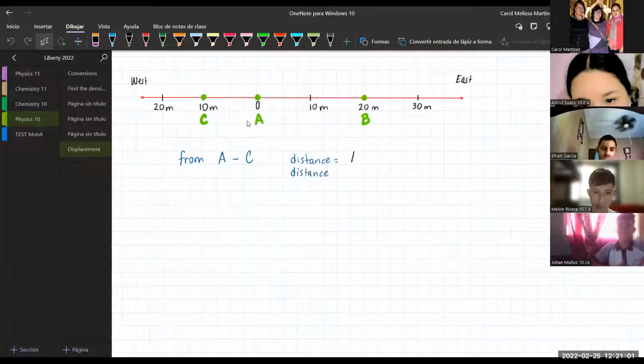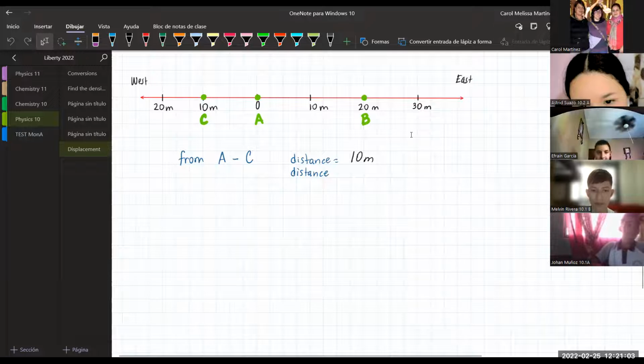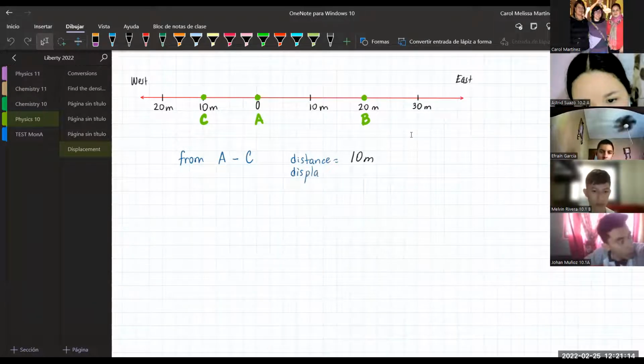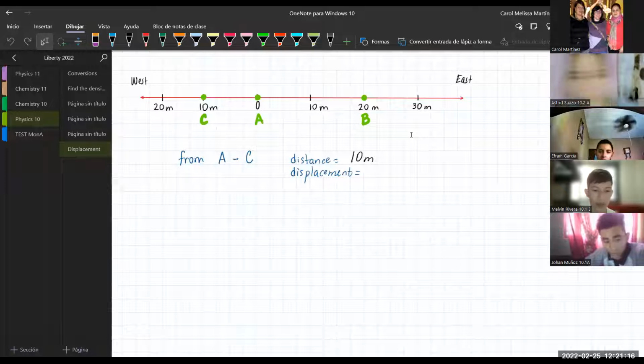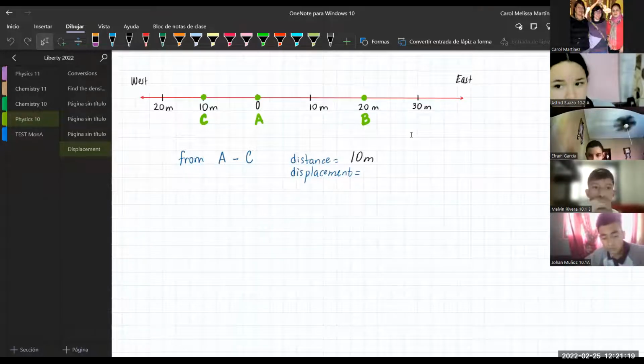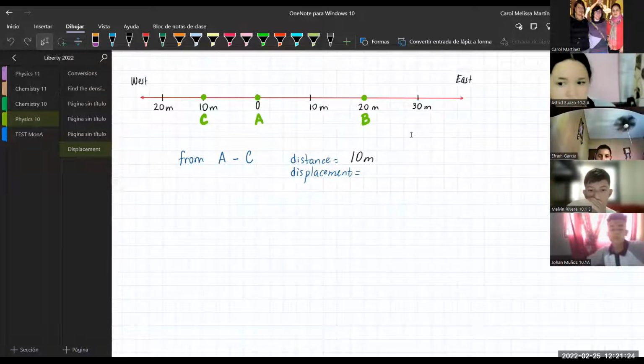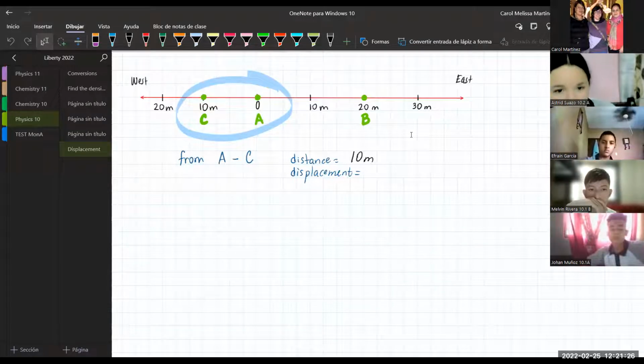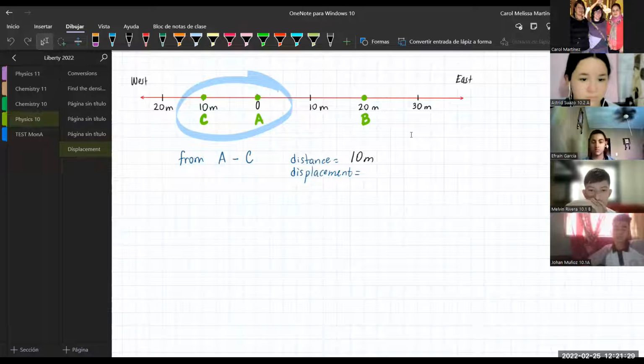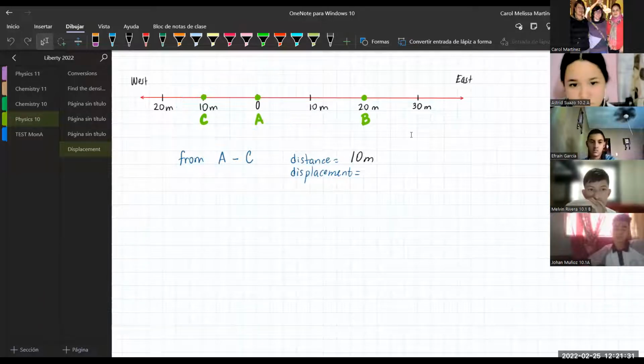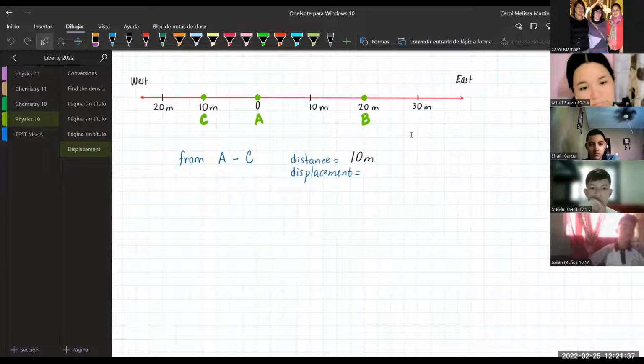Remember, you're not going to write signs in distance. I wrote distance again. Now, what is the displacement? From A, negative 10 meters. You can do it directly because in this case it's easy to see because you're coming from a point 0. But when you're coming from a point different than 0, you better apply the formula. Now, you can do it directly by saying negative 10 meters, or you can apply the formula.